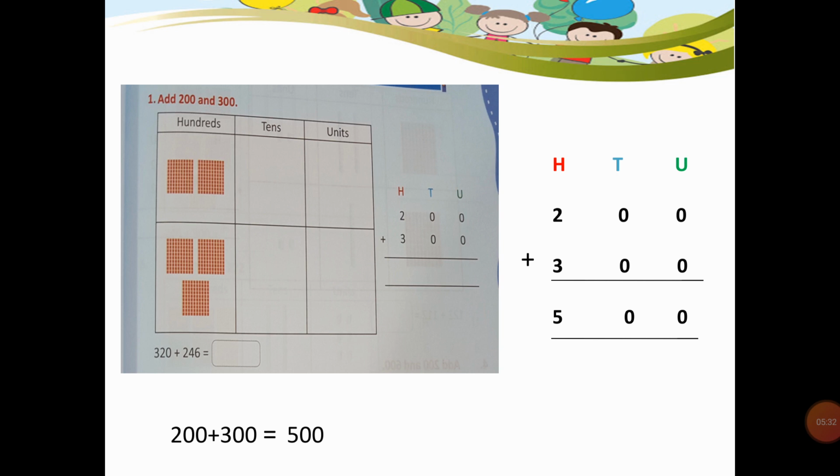Then we have 0 blocks in tens. We have no block of 10. So we will write 0 in the tens column.